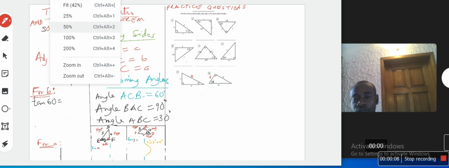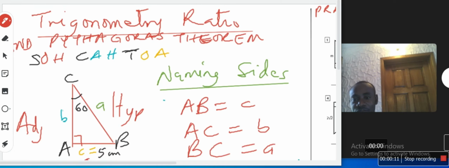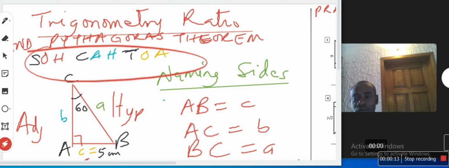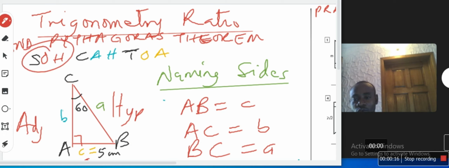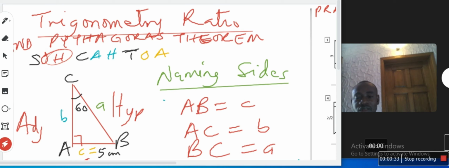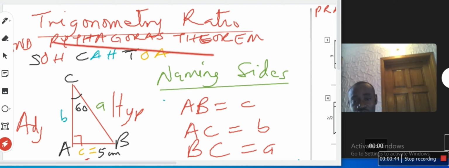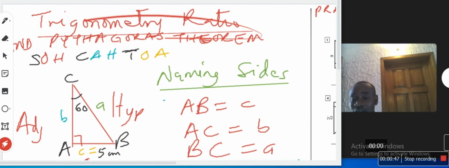So, you remember trigonometry ratios, what we normally call SOH CAH TOA. So S for sine, C for cosine, T for tangent, and sine is opposite over hypotenuse. Cosine is adjacent over hypotenuse, tangent is opposite over adjacent. Right? We apply trigonometry ratios usually with right-angled triangles.